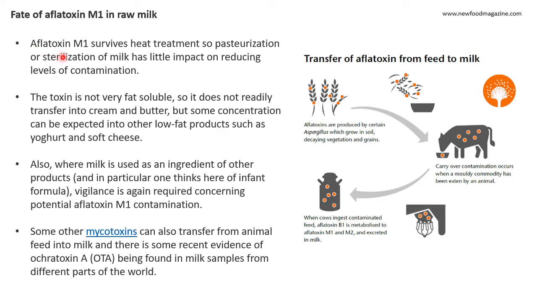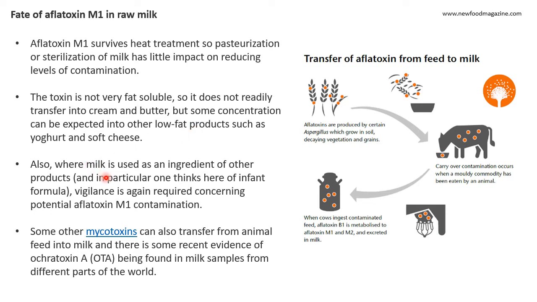Aflatoxin M1 actually survives heat treatment. So pasteurization or sterilization of milk has very little impact on reducing levels of this aflatoxin. The toxin is not very fat soluble, so it does not readily get transferred to your cream and butter, but some concentrations can be expected in other low fat products such as yogurt and soft cheese.